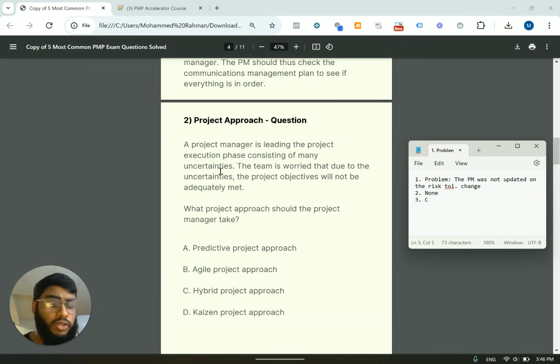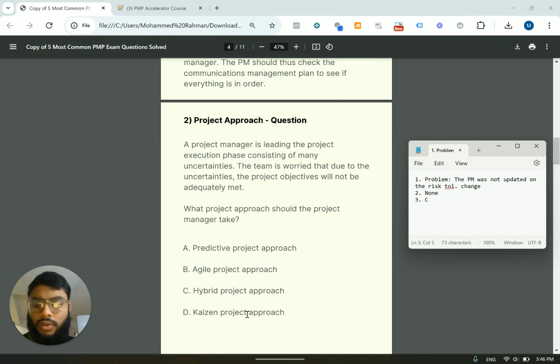Now, a lot of my students choose hybrid. Hybrid is not the right approach in this situation. Hybrid is a combination of predictive and agile. In this question, they clearly just mention uncertainties. If this question mentioned that some of the project is uncertain and the other part we've done many, many times, that is going to be a hybrid approach. But in this case, there's no indication of that, so we are going to take an agile approach.